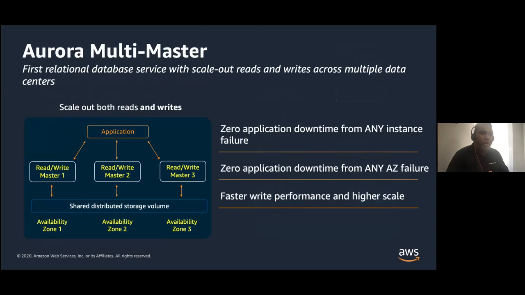The next feature that Aurora offers is multi-master. Multi-master is a new feature of the Aurora MySQL compatible edition. So what does it do? It adds the ability to scale out write performance across multiple AZs, allowing applications to direct read and write workloads to multiple instances in the database cluster that operate with higher availability. Meaning that if you have an application and you want to read and write to your database, you can do it across multiple availability zones. You're not restricted to one AZ. So that's one of the features of Aurora Multi-Master.